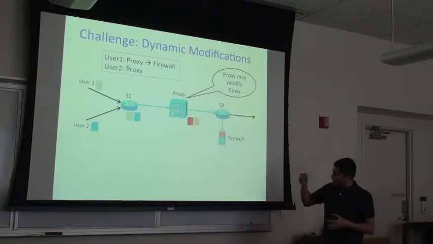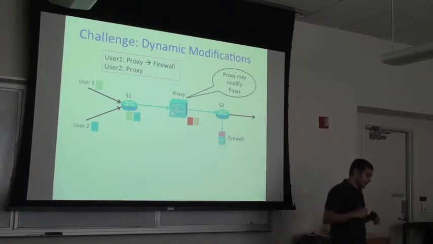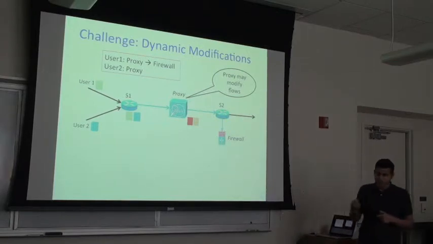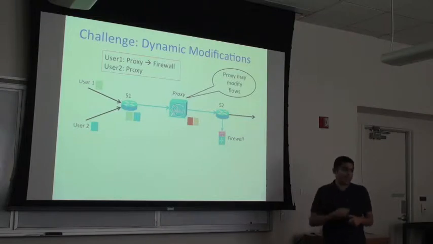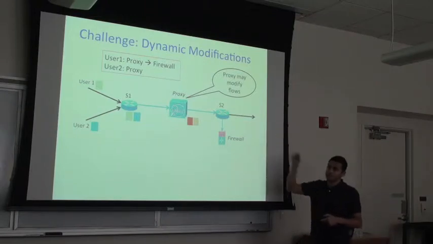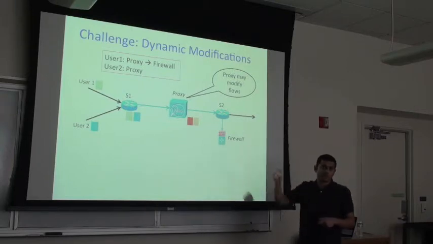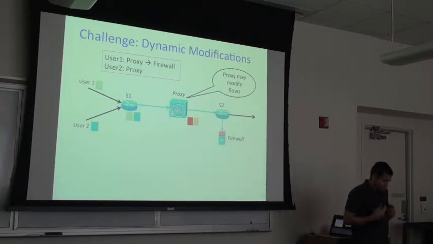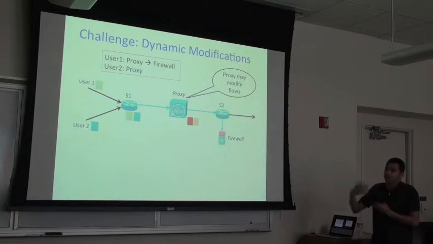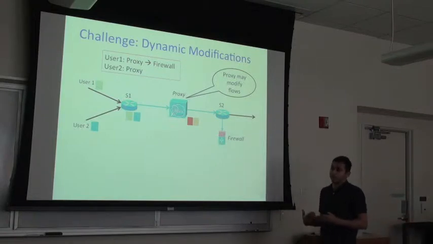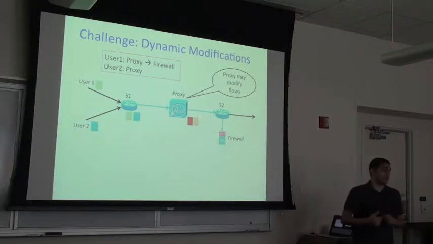So here's a third, even harder challenge. The harder challenge is that these middle boxes may do hidden things. For example, a NAT may rewrite headers, a load balancer may rewrite headers, or a proxy may break connections and set up new connections to external hosts. Now, if there are these dynamic actions that are hidden from the SDN controller, how do you actually set up the rules such that your policy chain is implemented correctly?